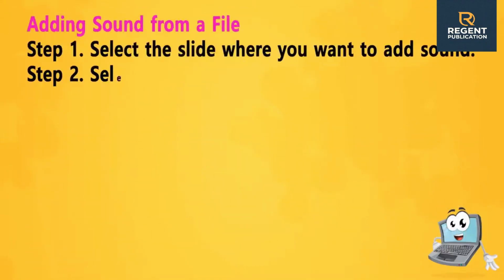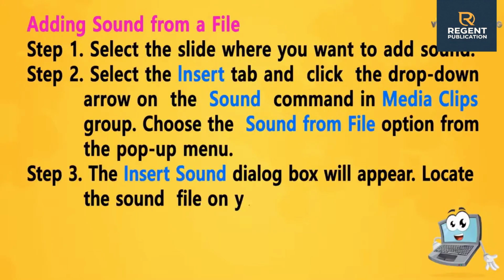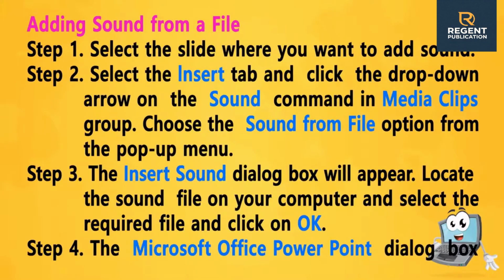Adding sound from a file. Step 1. Select the slide where you want to add sound. Step 2. Select the Insert tab and click the drop-down arrow on the Sound command in Media Clips group. Choose the sound from File option from the pop-up menu.